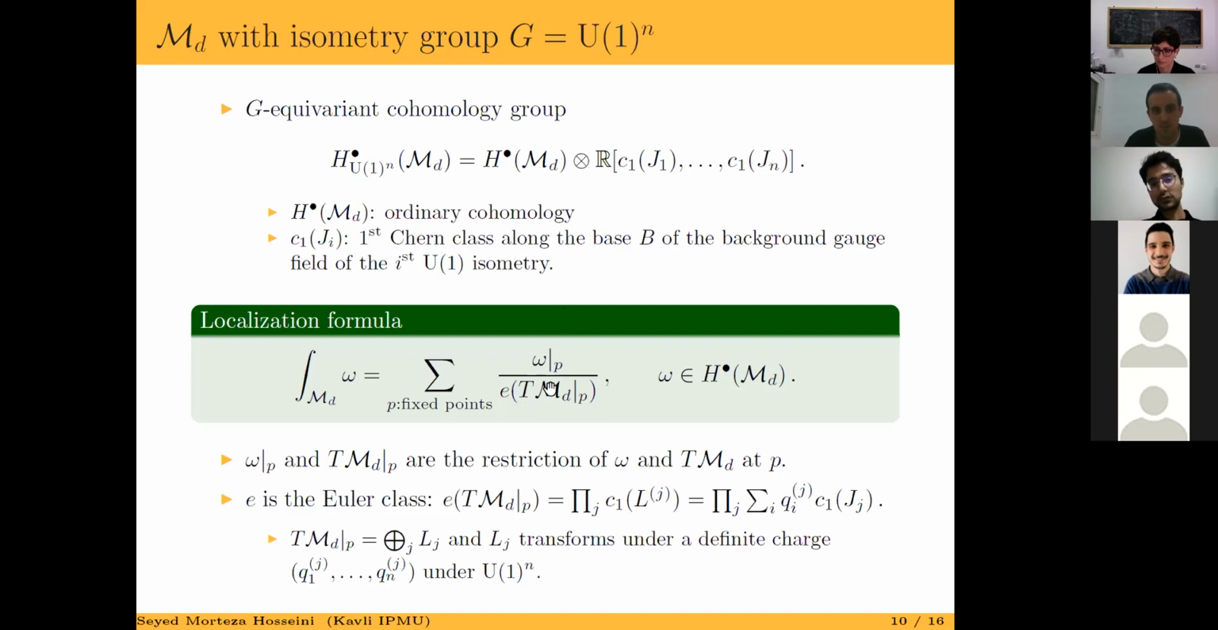In order to compute the Euler class of the tangent bundle of the manifold M, restricted at the fixed point P, we can consider the tangent space to be a complex vector bundle. And this complex vector bundle, I can consider as a sum of complex line bundles, which I denote by L_J. And I consider L_J to transform with a definite charge under the U(1)^n, which is the isometry of this manifold. And then it's easy to show that this Euler class can be computed in the following way. So you just have a product over J, where J goes from 1 to n, sorry, the number of the U(1)s.